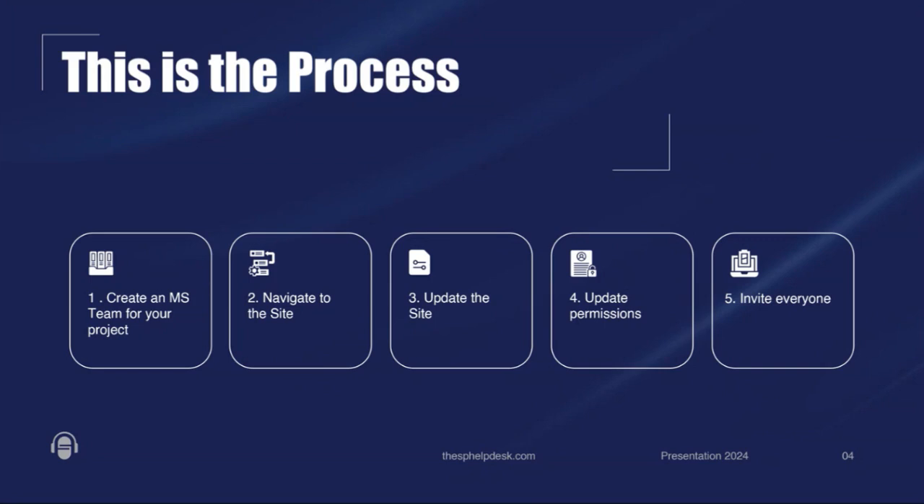Then number 5, it's time to invite everybody. Your site is ready to go. Tell everybody to come to the site and start using it. This is literally the process of your project plan that I would recommend. But you're going to spend a lot of time right here in the middle, updating the site. Creating your team, navigating to the site, updating the permissions, and inviting everyone are one-off things. But this right here in the middle, you're going to continually do based on how your project works. So let's get into that.